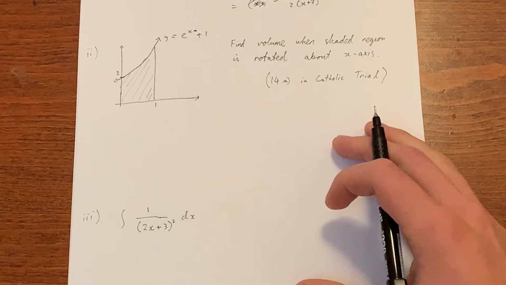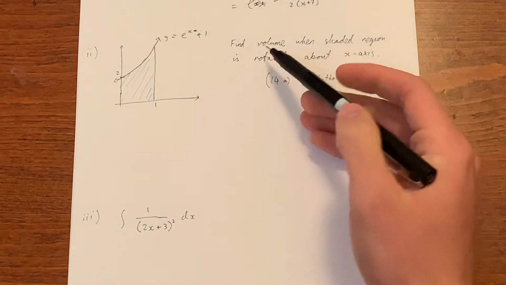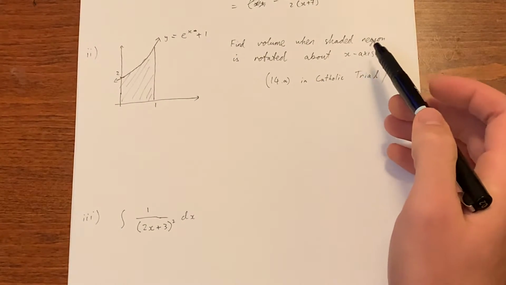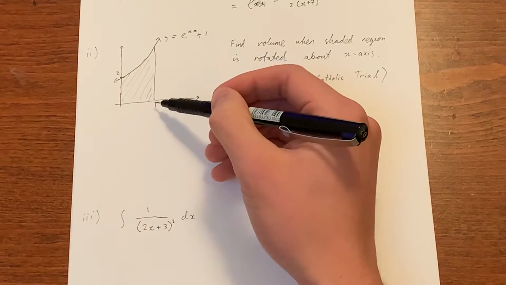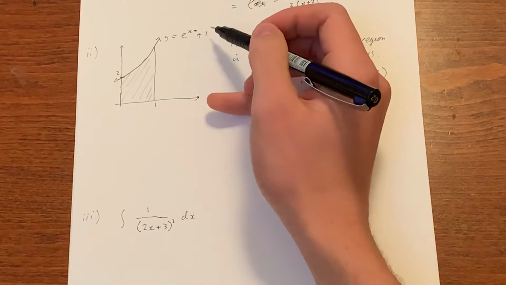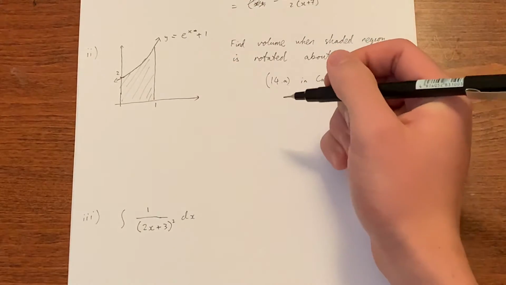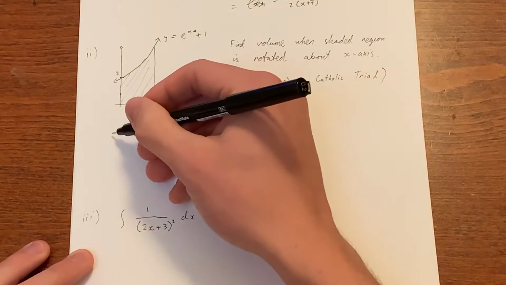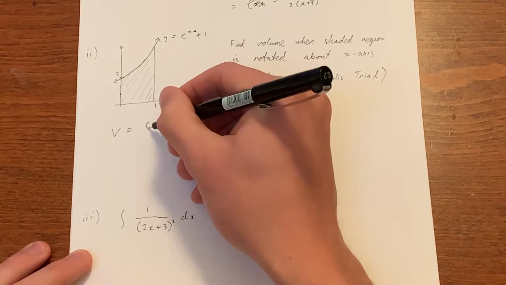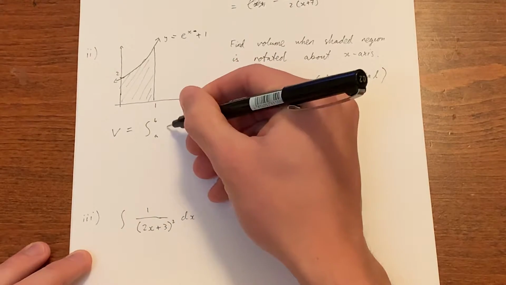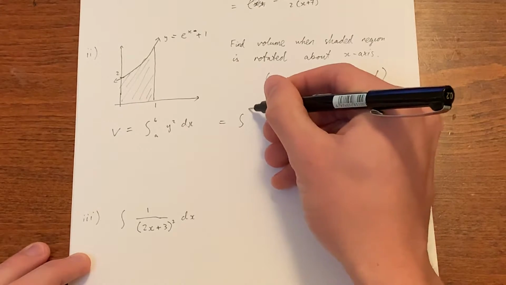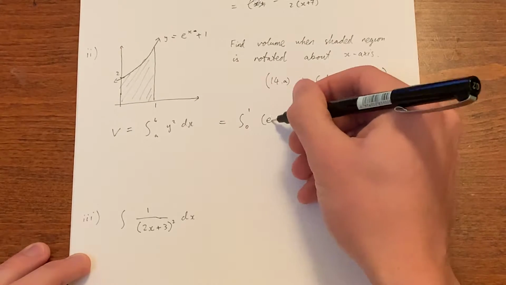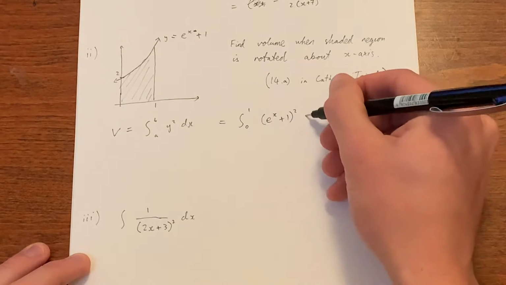This is another question that was in the Catholic trial. Find the volume when the shaded region is rotated about the x-axis. So it's between x equals 0 and x equals 1, and under the curve y equals e to the x plus 1. So if you know how to do a volume when a curve is rotated around the x-axis, you'll know that it's V equals the integral between b and a of y squared dx. In this instance, between 1 and 0 of (e to the x plus 1) squared dx.